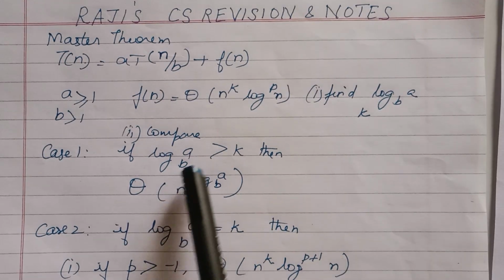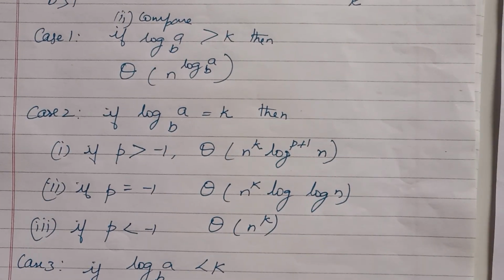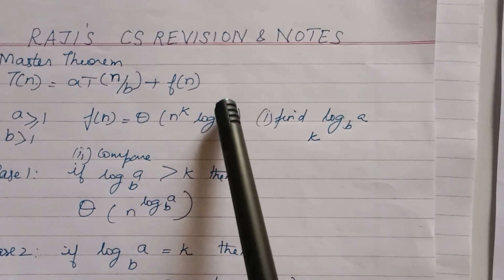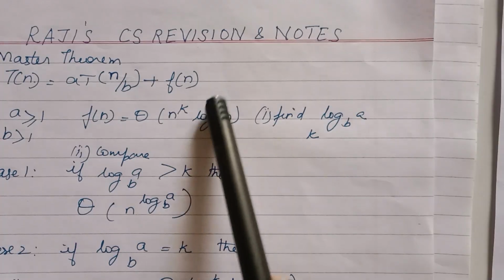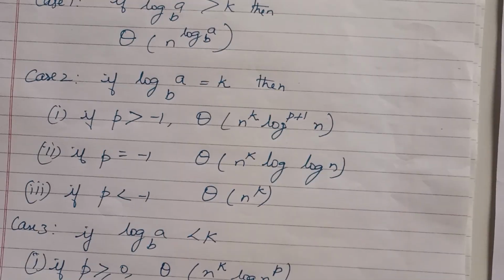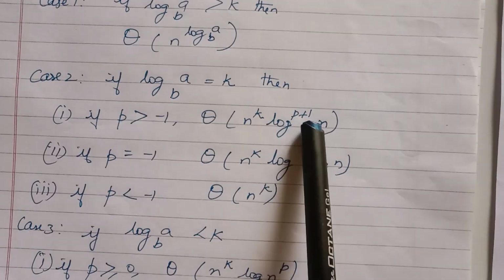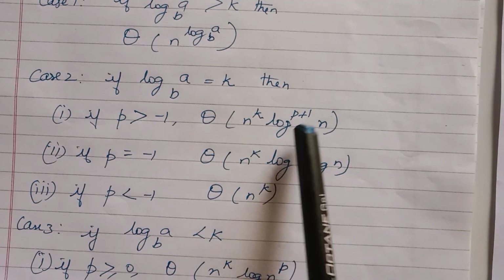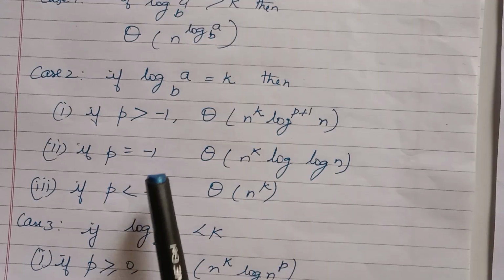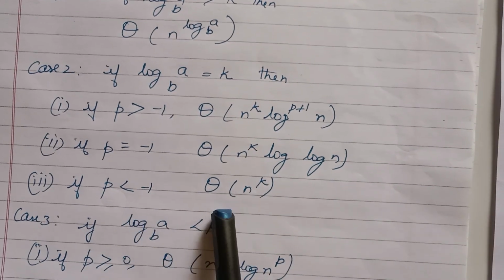For case 1, if log base b of a is greater than k, then T(n) is order of n to the power of log base b of a. Case 2, if log base b of a equals k, then there are three conditions depending on the value of p. If p is greater than minus 1, it's order of n^k log^(p+1) n. If p is equal to minus 1, then it is order of n^k log log n. If p is less than minus 1, then it's order of n^k.